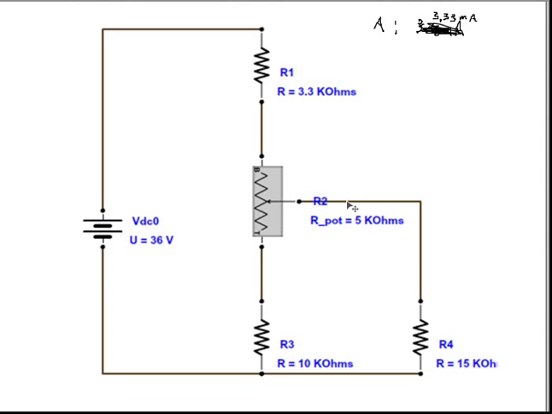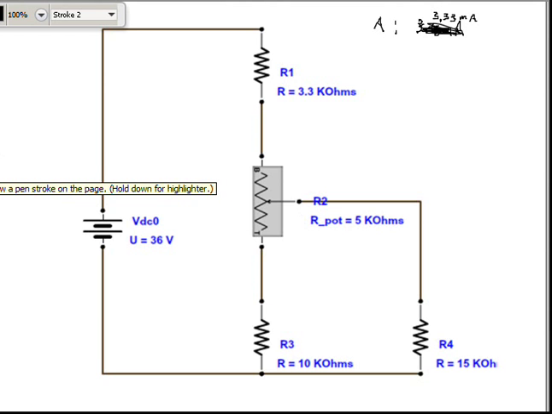Okay, condition B. With the pot set to minimum. Darn it. Come on. Get to work. There we go. And for some reason my pen has quit working again. Okay, where was I? I do believe we were going to condition B with the R2 pot set to minimum.